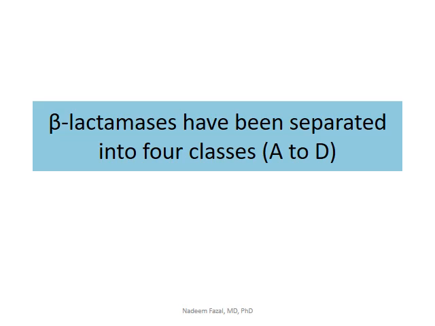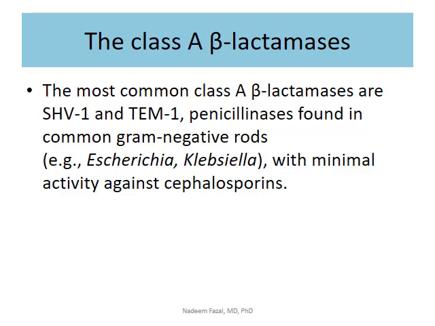Classes of beta-lactamases, something that you need to cram and remember. Class A beta-lactamases are found in specific gram-negative rods, Escherichia and Klebsiella. Especially if you are asked what kind of beta-lactamase is there in these gram-negative rods, they are class A. I mean, you're going to hear about it so many times in the next 3-4 years. By the end of 4, you're going to remember it. So don't give me that look.